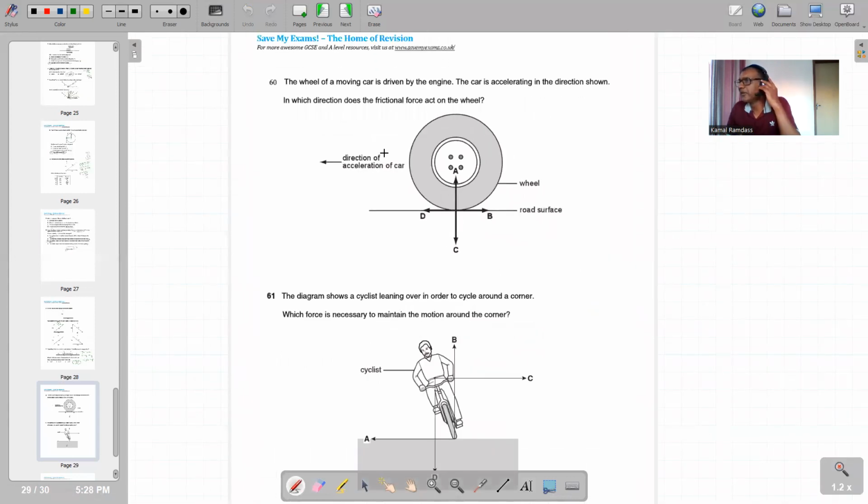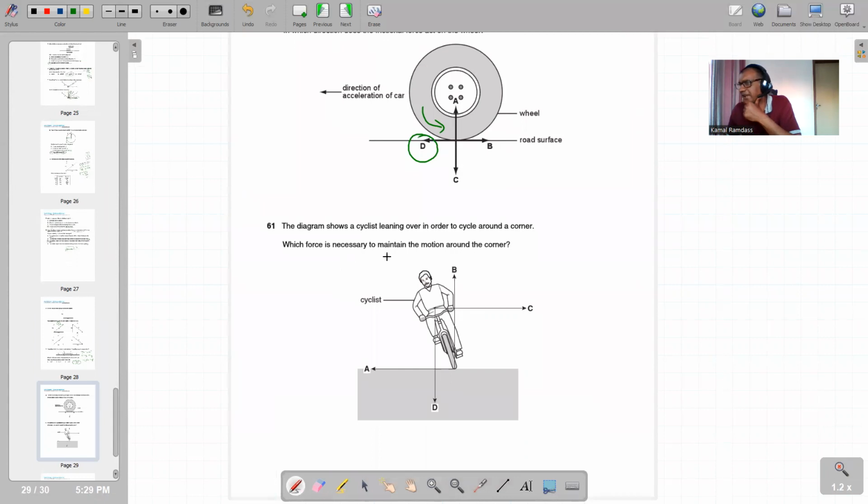The wheel of a moving car is driven by the engine. The car is accelerating in the direction shown. In which direction does the frictional force act on the wheel? The direction is here. That means the wheel will push the road and the road will push the wheel in this direction.